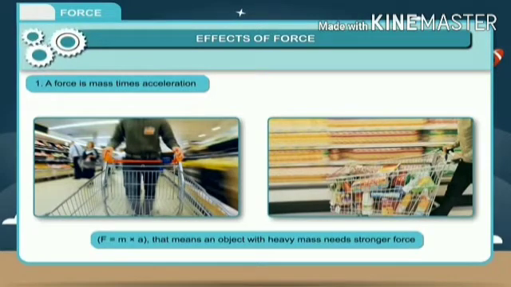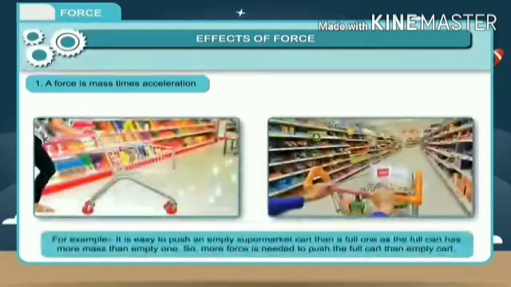That means an object with heavy mass needs a stronger force to move with the same acceleration as an object with light mass. For example, it is easy to push an empty supermarket cart than a full one, as the full cart has more mass than the empty one. So, more force is needed to push the full cart than the empty cart.